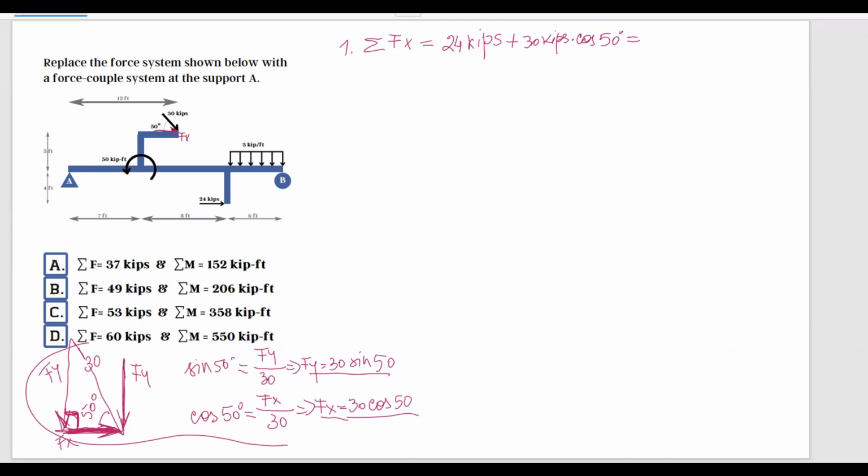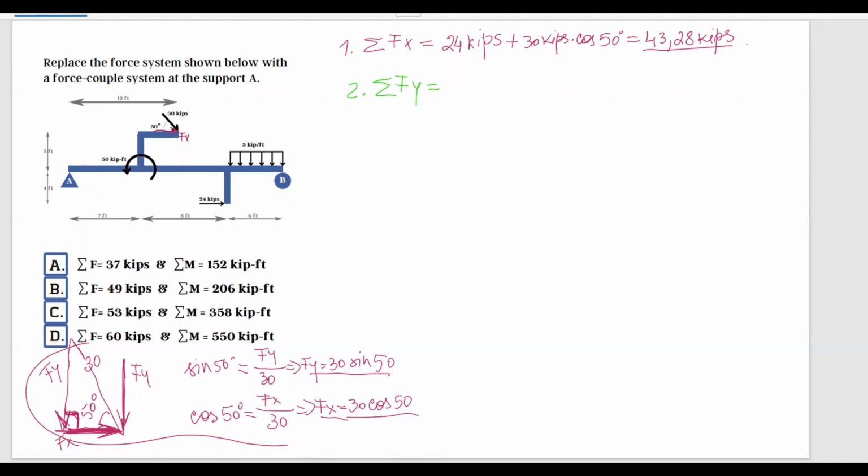This gives me 43.28. So sum of forces in the x direction equals 43.28 kips. Great. Step number 2, you're going to do sum of forces in the y direction equals.